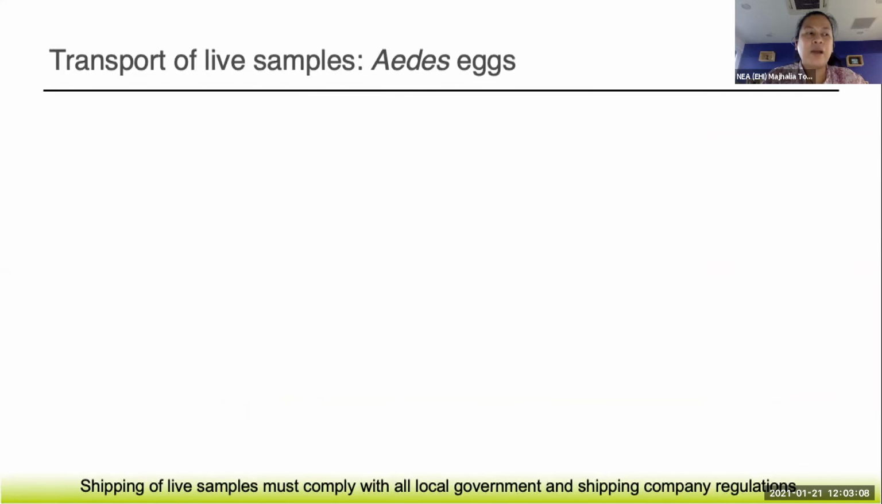The filter paper actually absorbs the moisture from your sample, so it prevents it from getting moldy. And then the addition of the silica gel will also dry up the environment within the cryo tube.